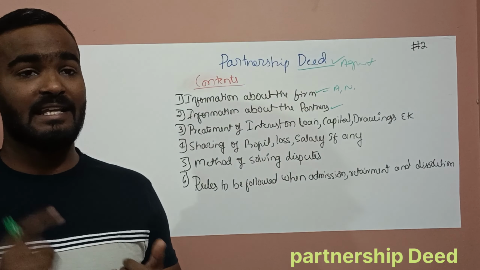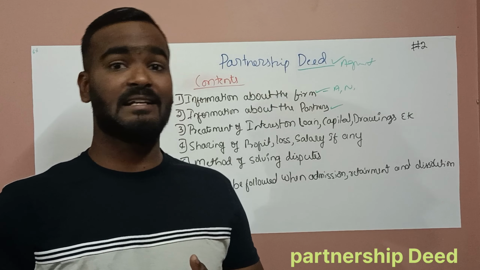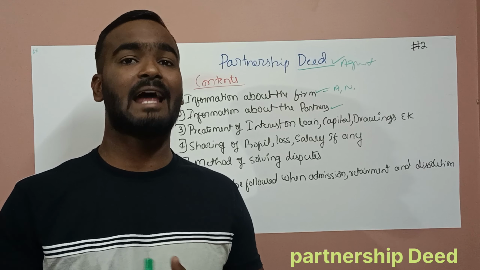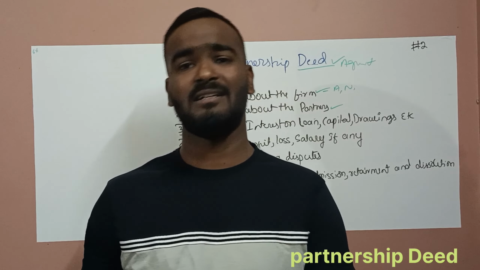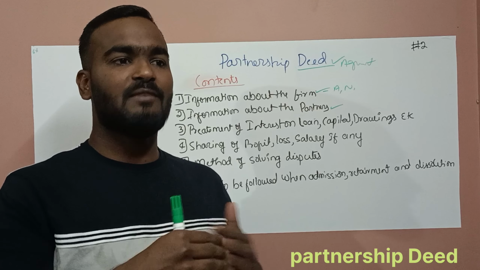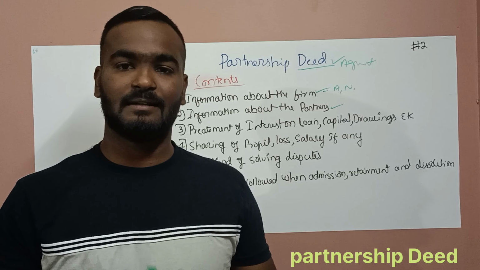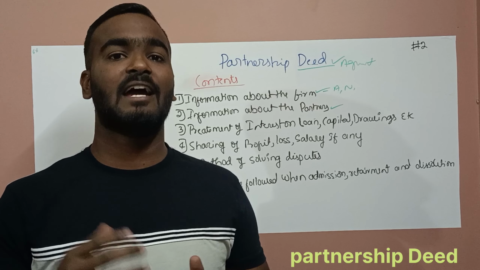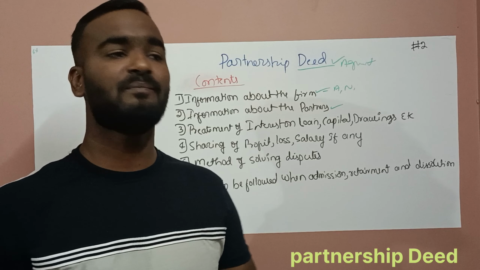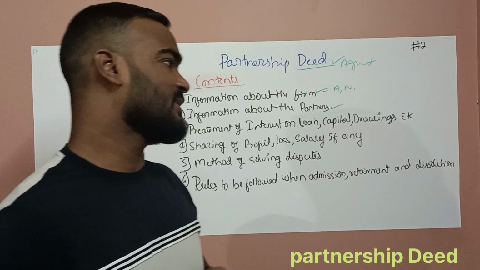Their name, their address, and their contribution to the firm, whether they're an active partner or a sleeping partner. We will discuss the types of partners in future. If the partner is an active partner, how much salary they have to give him, everything they have to record in the partnership deed.